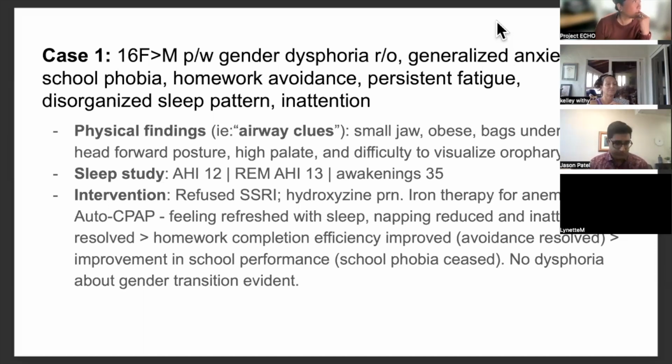And so the child refused an SSRI along with their parent. What was initially offered when a teenager comes in with severe anxiety that's causing severe functional impairments for them was hydroxyzine, and they'd only taken it a handful of times. They never even got a refill on the prescription. And anemia was identified, and so they were started on iron therapy. And then auto CPAP was initiated. And by the time they had the CPAP, it was a dramatic change.